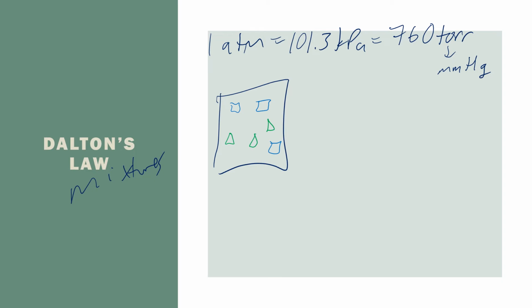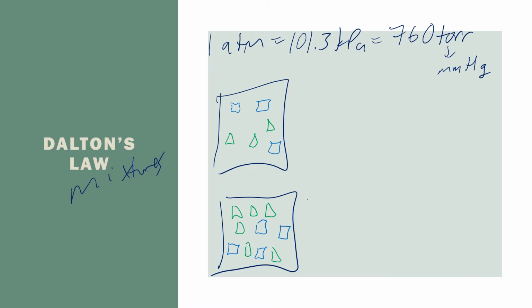It doesn't matter that the triangle gas or the square gas are different sizes. It depends on the moles of the gas. Or if I had a different container, maybe I have 6 moles of triangle gas and 4 moles of the square one, then 60% comes from the triangle and 40% comes from the square in terms of pressure.